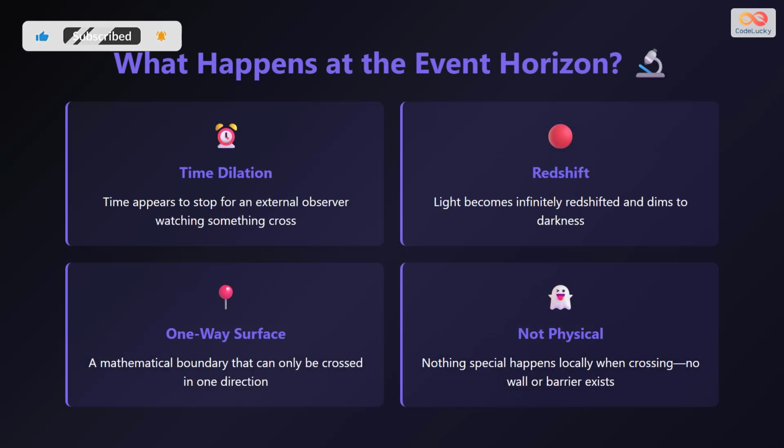Several extraordinary phenomena occur at the event horizon. First, time dilation becomes extreme. Time appears to stop for an external observer watching something cross the boundary. Second, light becomes infinitely redshifted and dims to darkness, making the object invisible. Third, the event horizon is a one-way surface, a mathematical boundary that can only be crossed in one direction. And surprisingly, nothing special happens locally when crossing it. There's no physical wall or barrier. An observer falling through wouldn't feel anything unusual at that exact moment.